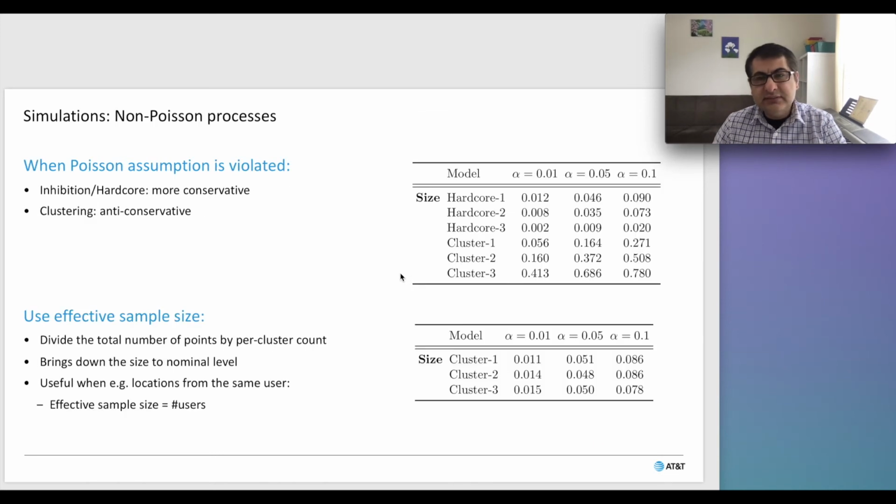We also test this method on non-Poisson processes. Notice that our methods do assume that the processes are Poisson, but let's see what happens here.